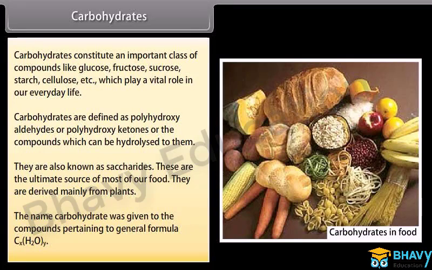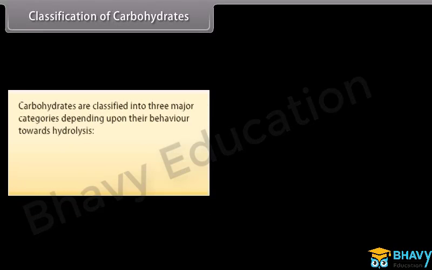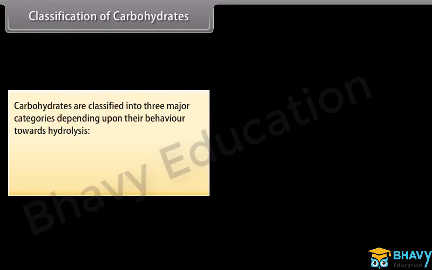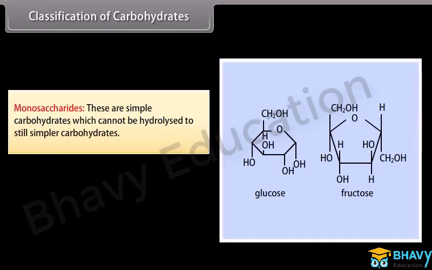The name carbohydrate was given to the compounds pertaining to the general formula CxH2yOy. Classification of carbohydrates. Carbohydrates are classified into three major categories, depending upon their behavior towards hydrolysis: monosaccharides, oligosaccharides, and polysaccharides.